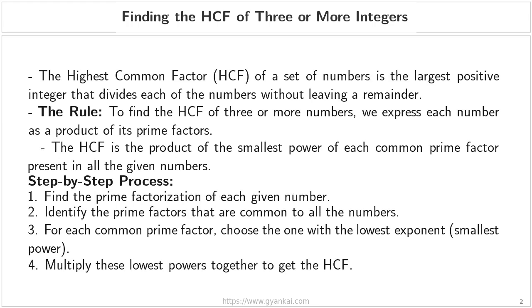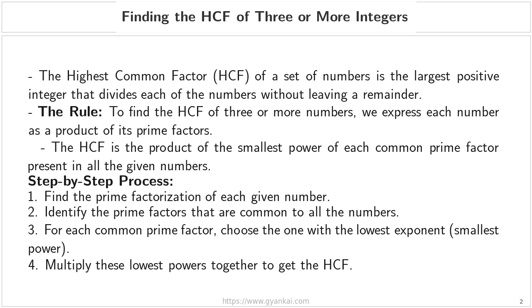To make sure you don't miss any details, let's break this down into a clear 4-step process. Step 1. Begin by finding the prime factorization for every number given in the set. Step 2. Carefully identify which prime factors are common to all the numbers. Be careful here. If a prime factor is missing from even just one number, it cannot be part of your HCF. Step 3. For those common prime factors you've identified, look at their exponents and choose the one with the lowest exponent or the smallest power. And finally, Step 4. Multiply all those lowest powers together. The resulting product is your highest common factor.